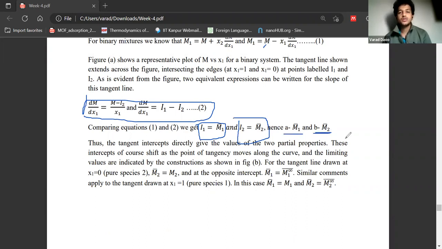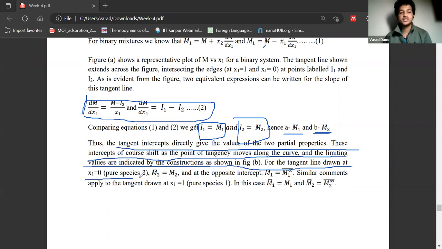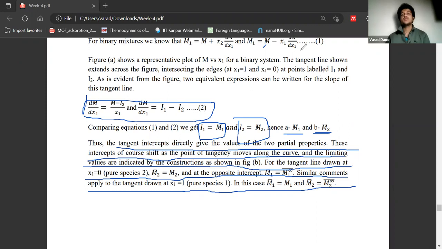So that is why the tangent intercepts directly give values of the two partial molar properties. These intercepts, of course, shift as the point of tangency moves along the curve. And limiting values are indicated by the construction as shown in figure B. For the tangent line drawn at x1 equal to 0, that is pure species 2, M2 bar is nothing but M2, and the opposite intercept is M1 bar infinity. Similar comments apply to the tangent drawn at x1 equal to 1, that is pure species 1. In this case, M1 bar is nothing but M1 and M2 bar is nothing but M2 bar infinity.